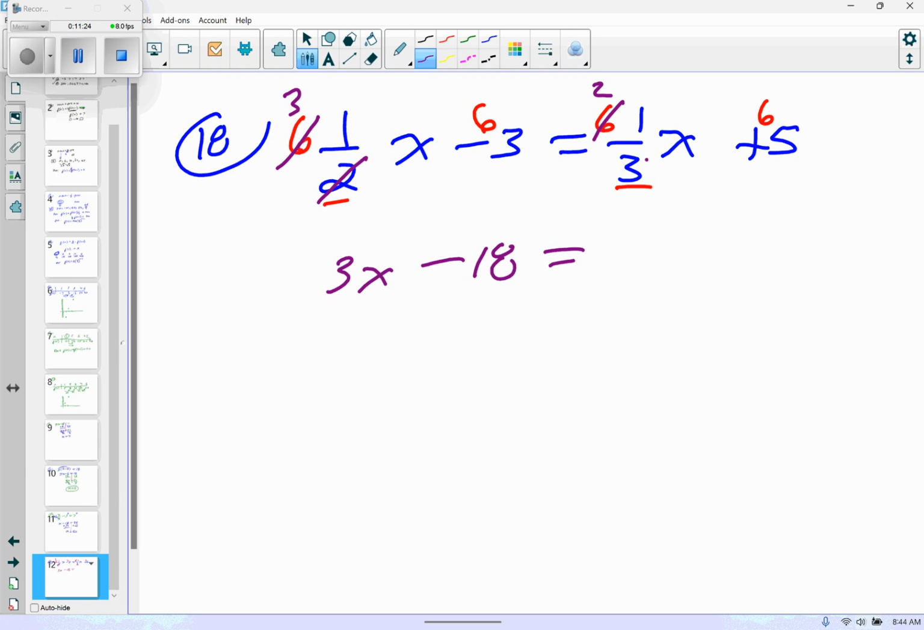Cancel out here. That's a 2. That's a 1. 2 times 1x is 2x. Plus 30 because 5 times 6. Now we need to start moving things back and forth. So I'm going to subtract 2x from both sides.